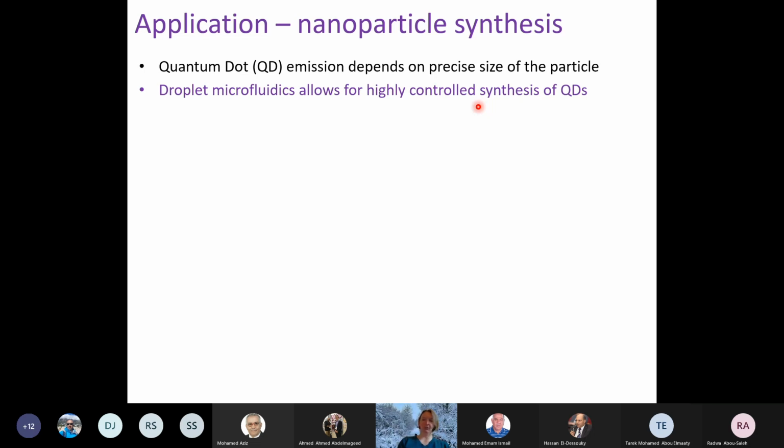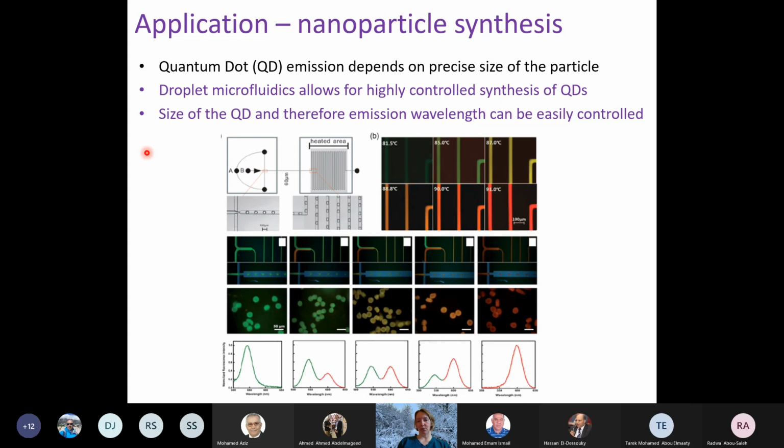And then you often have to do some sort of purification to get the size that you want out. And more often than not, when you do it one day, it doesn't quite work the same the next. But doing it in droplet microfluidics allows you to have that high control every time. And this is just an example of a droplet generating device in which they're making quantum dots. And because they can control the size of the quantum dots so precisely, they just dial in what size quantum dot or what color quantum dot they want.